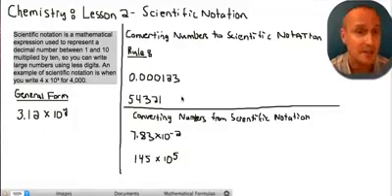Scientific notation is a mathematical expression used to represent a decimal number between 1 and 10, multiplied by 10, so you can write large numbers using less digits. An example of scientific notation is when you write 4 times 10 to the power of 3 for 4,000.